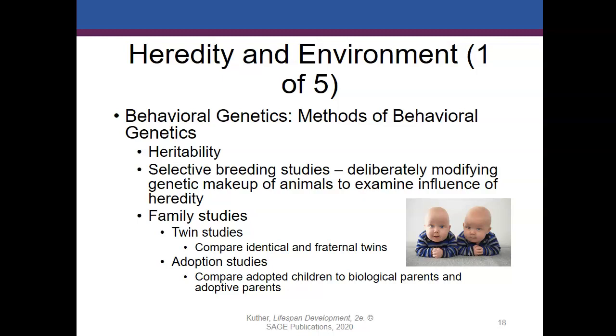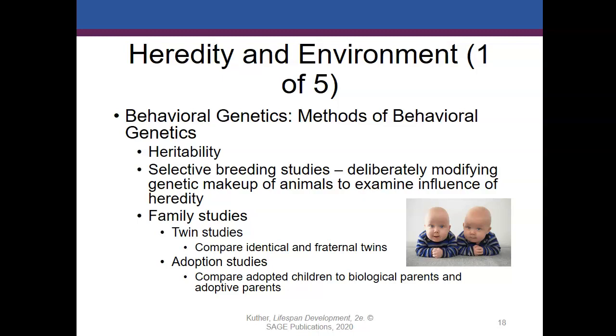Even traits with a strong genetic component are modified by environmental influences. Heritability refers to the extent to which variation among people on a given characteristic is due to genetic differences. Heritability research examines the contributions of the genotype, or the actual genetic makeup, in determining phenotypes, or the traits that are expressed and shown, but also provides information on the role of experience.